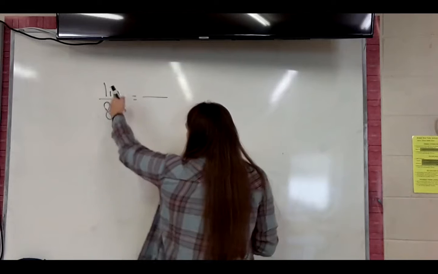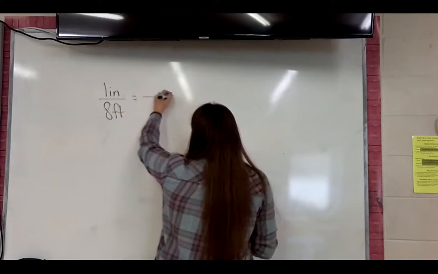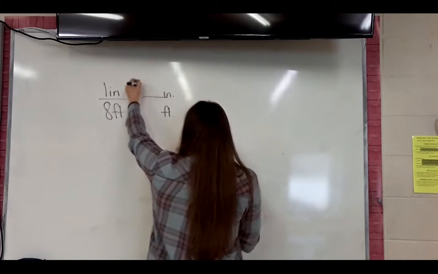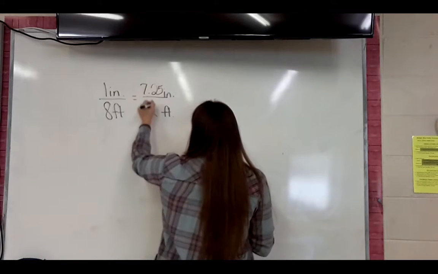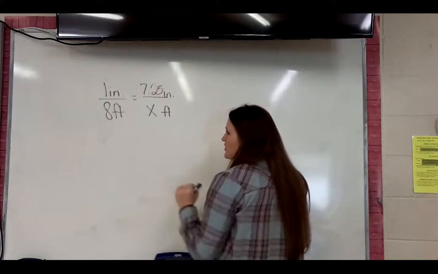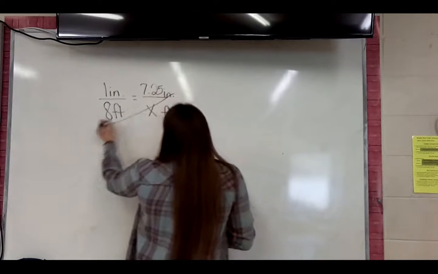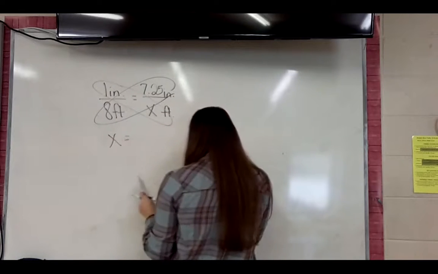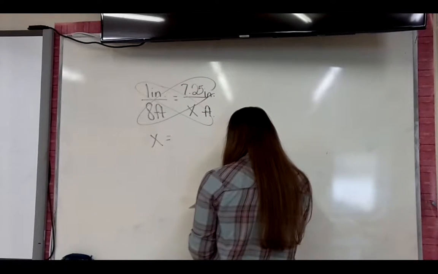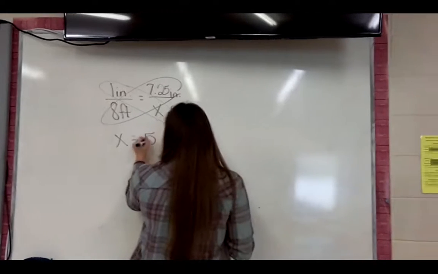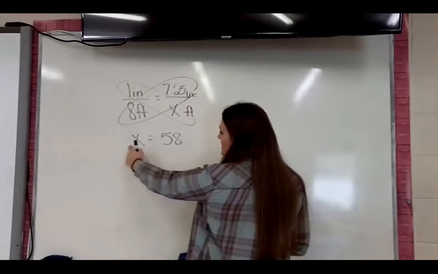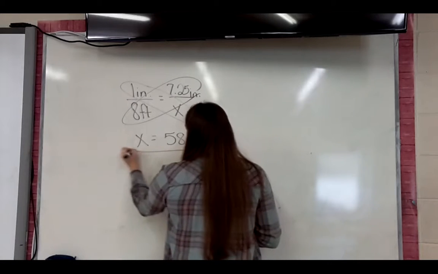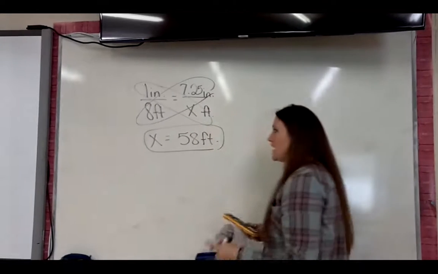So they gave me inches. If you notice, we have inches over feet, so it has to stay inches over feet. They gave us the model of 7.25, and they said, what is the actual width? So here's our proportion. So we cross multiply. I have 1x equals 8 times 7.25, which is exactly 58. And this one you don't even have to go further because it just came out to 1x. So the actual width of the room is 58 feet.